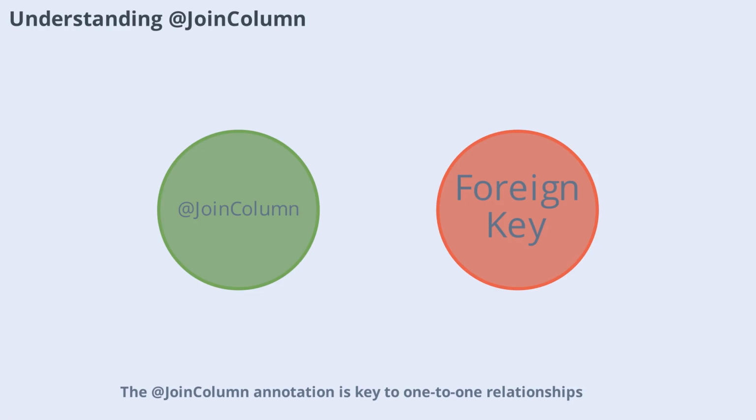The @JoinColumn annotation is key to one-to-one relationships. By specifying name equals profile_id, you define the foreign key column in the user table. This column stores the primary key from the profile table, creating a direct link between the two entities. Explicitly naming the column makes your code more readable and ensures the relationship is set up exactly as you intend.